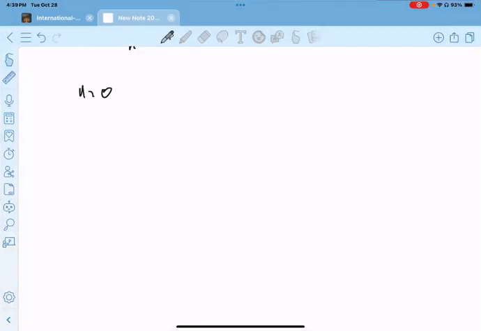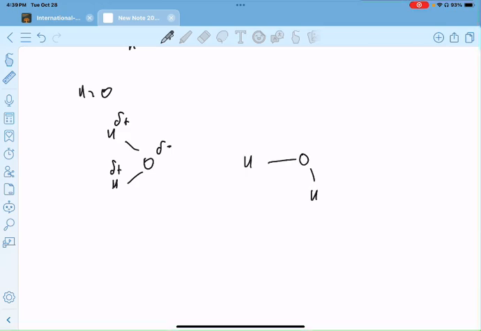In H2O, and by the way, this works with NH3 and HF as well, so we'll only be looking at H2O. If we have O, H, H, the H's will be delta positive, and the oxygen will be delta negative. Another water molecule comes here, and this is delta positive, delta negative, delta positive, okay?